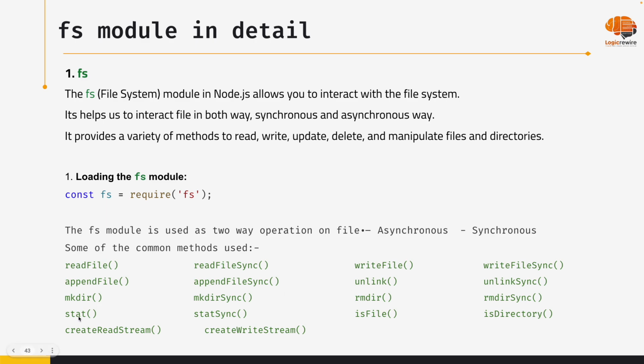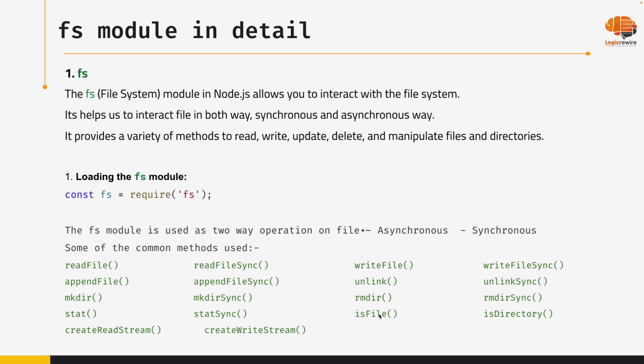Stat. Stat is nothing but it displays the details, the status of the file, like the MB it is using, and so many extra details are there. So if we have to get to know about the file, then we can use stat. Status is basically about file status, either in sync or async operation.